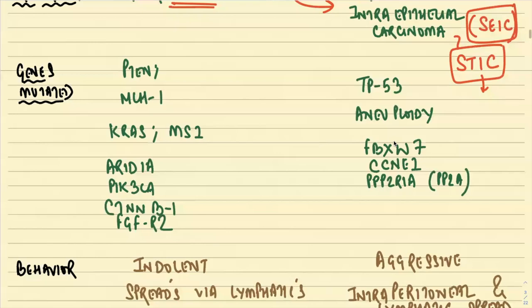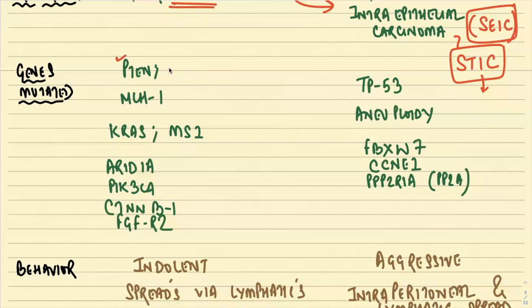Now, there is a group of genes which are mutated in case of type 1 and type 2, and the molecular pathogenesis is quite different. What is very important, as I told you, is that there is a PI3K-AKT pathway and the tumor suppressor gene PTEN is a negative regulator of that pathway. Day before yesterday, we had read about endometriosis. So PTEN is a negative regulator.